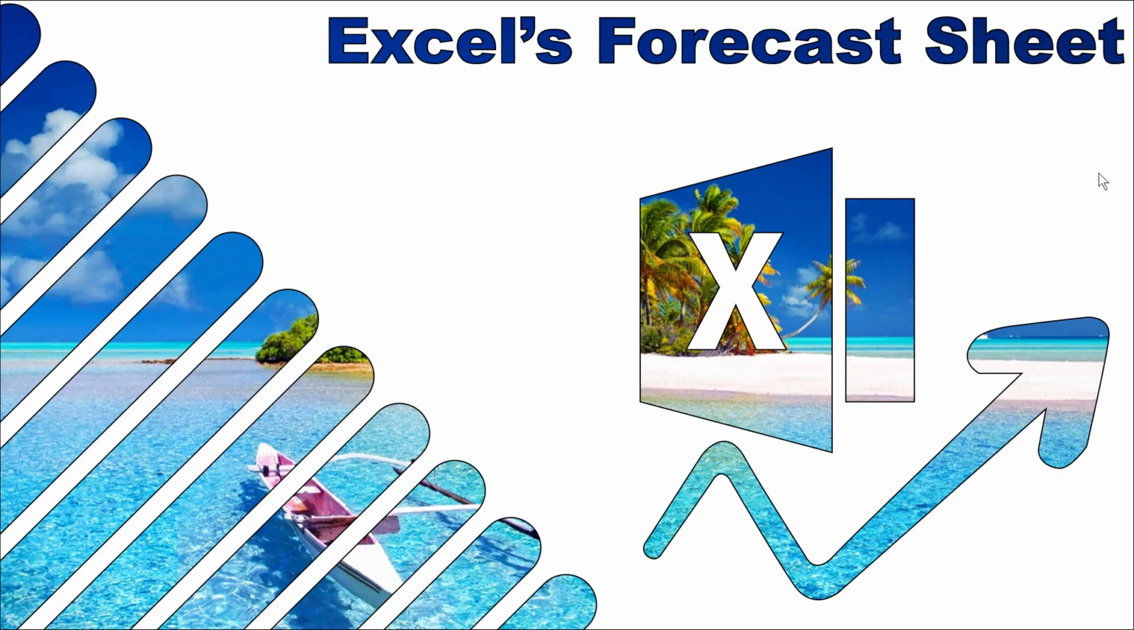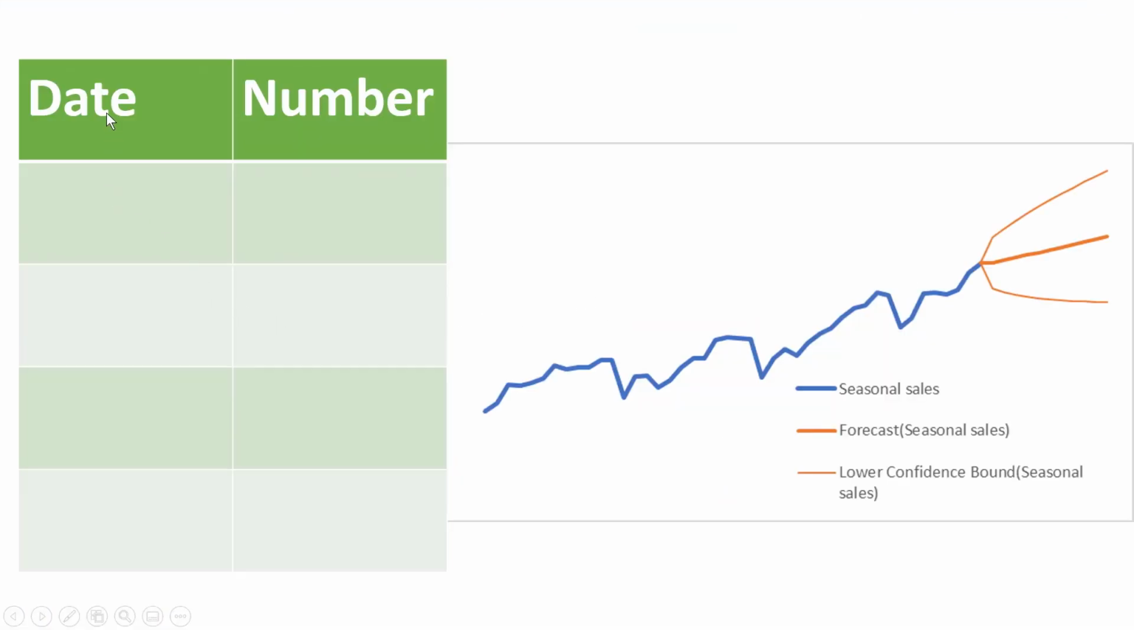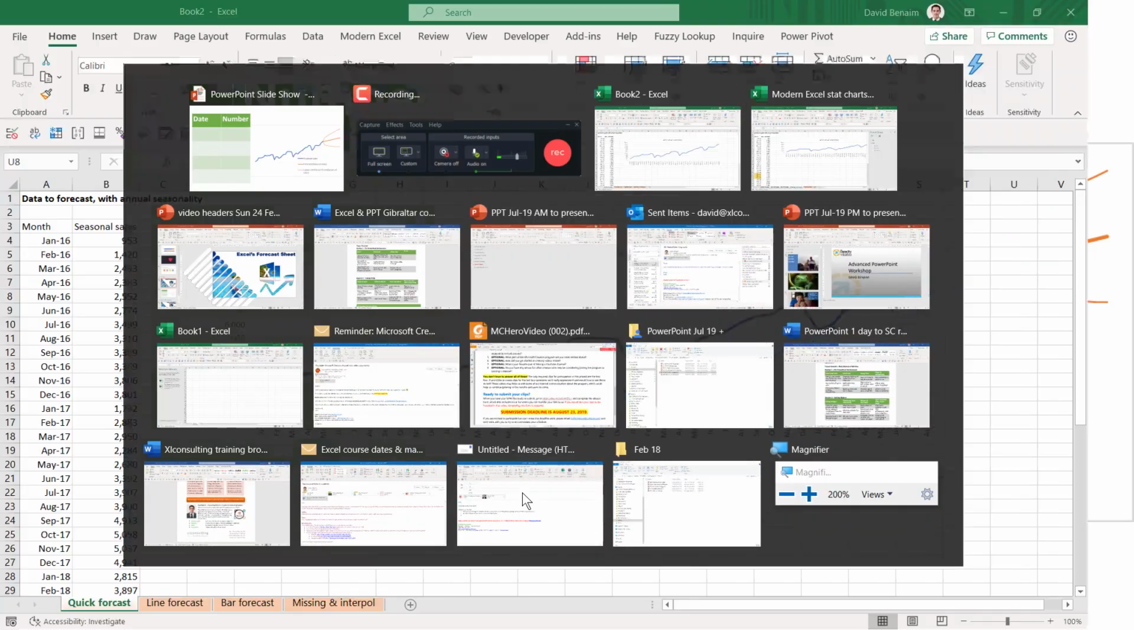Let's get going. With Excel's forecast sheet feature, you can start off with data that looks like this, with dates and numbers, two columns generally, and you can create a forecast which shows you what it's expected to be, and also the lower and upper confidence intervals around it. So let's get going then.